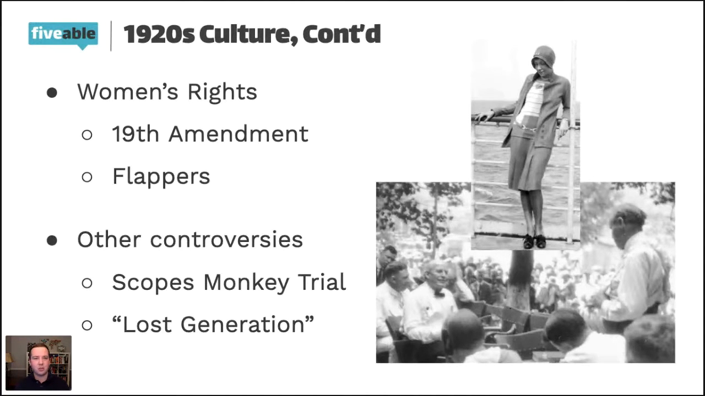Prohibition is controversial, mostly because people don't pay attention to it. And there's speakeasies everywhere. Women's rights are controversial. Jazz is controversial. Dancing is controversial.